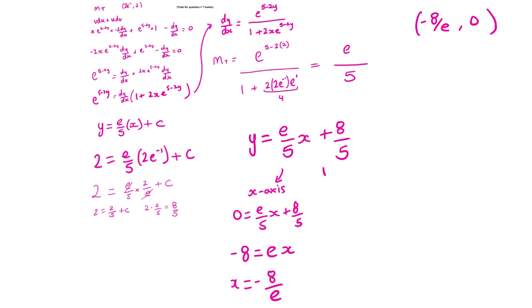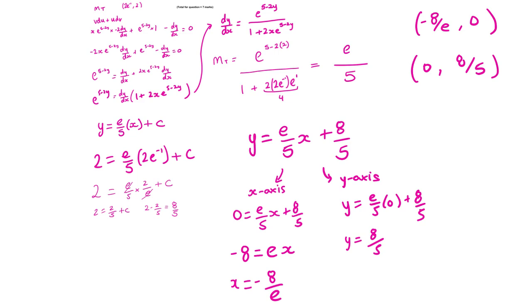Okay, and then how are we going to find the y-axis? This is when x equals 0. So we're going to have y equals e over 5 lots of 0 plus 8 over 5. So this is just going to give us 8 over 5. Okay, so now I have 0, 8 over 5.